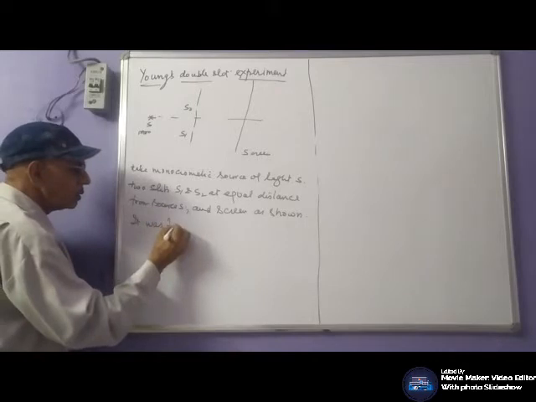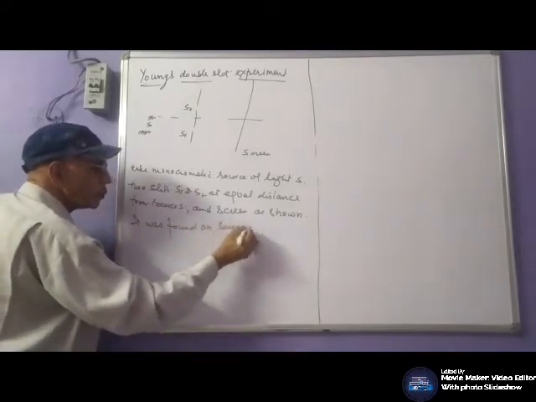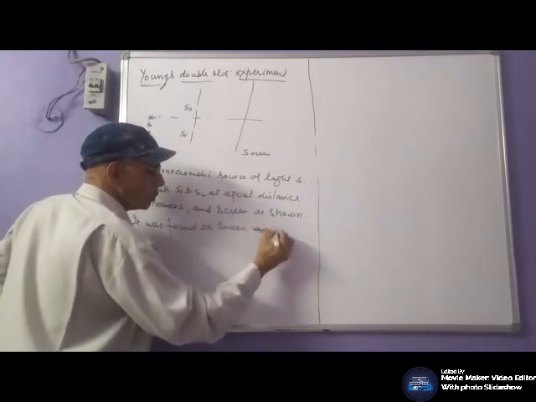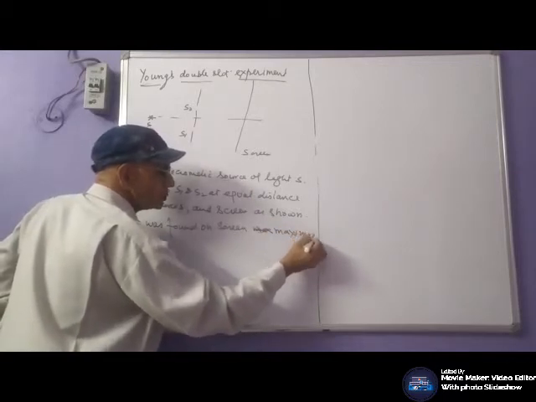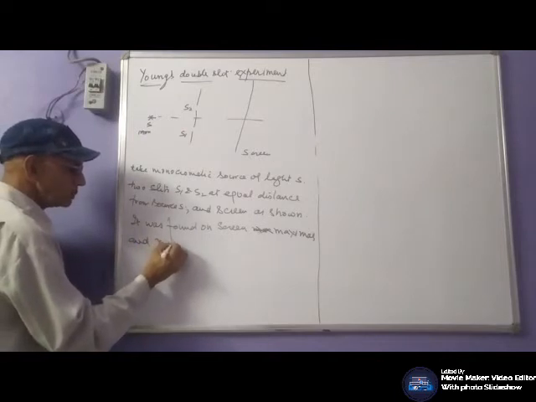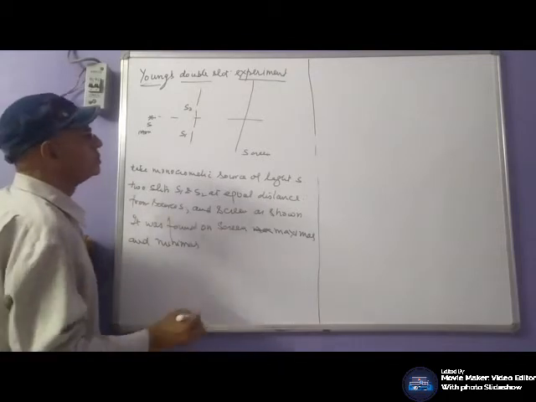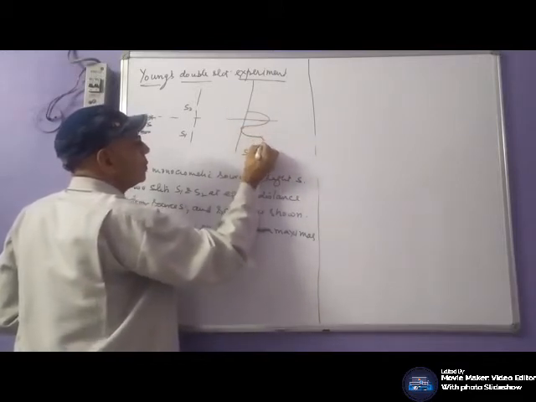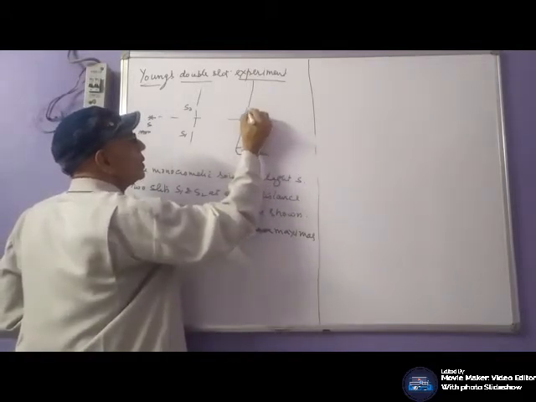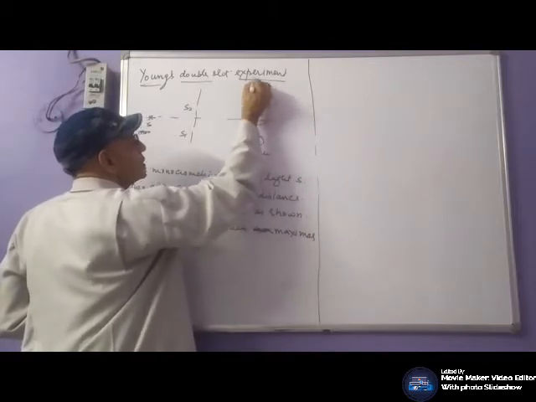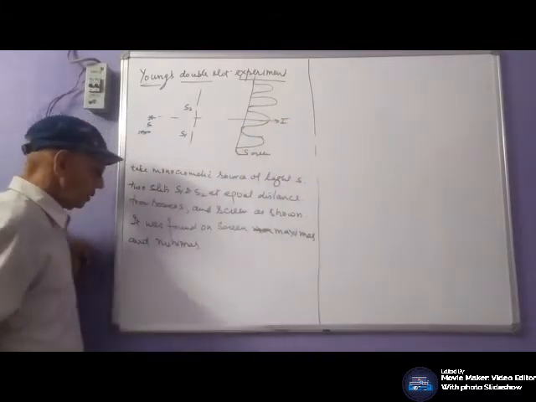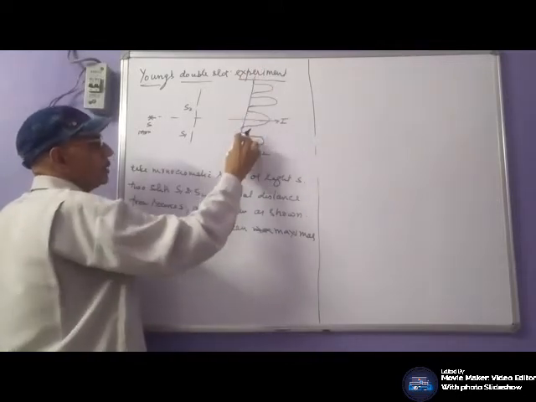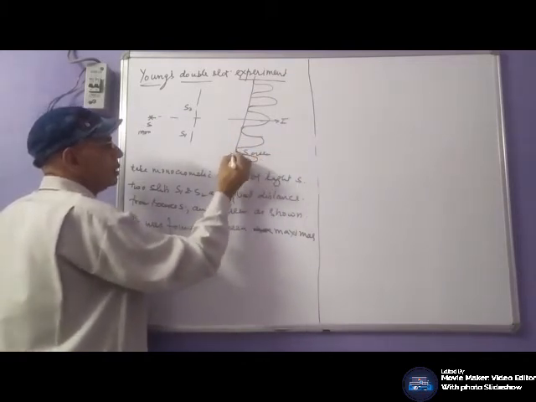It was found on screen, maximas and minimas. This is maxima, this one minima, maxima, minima, maxima, minima, maxima. Right? Here, maxima, minima.